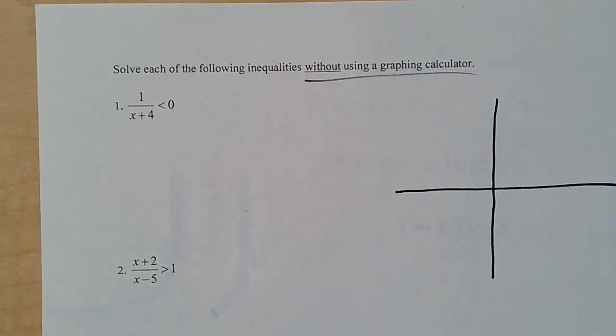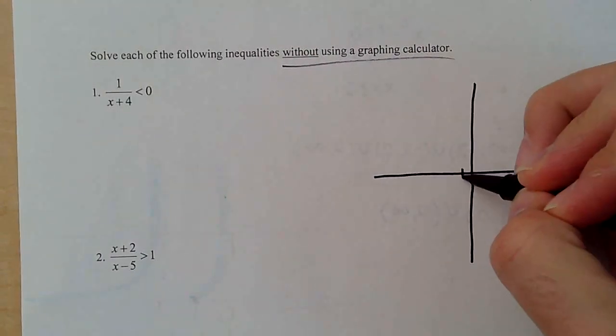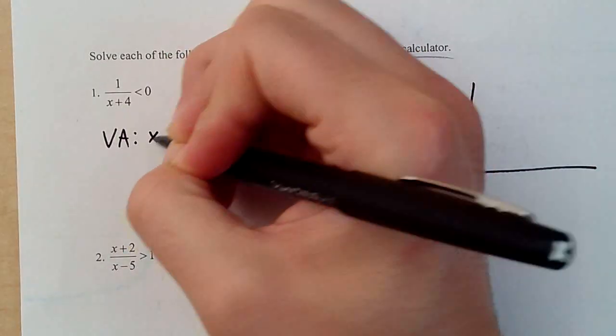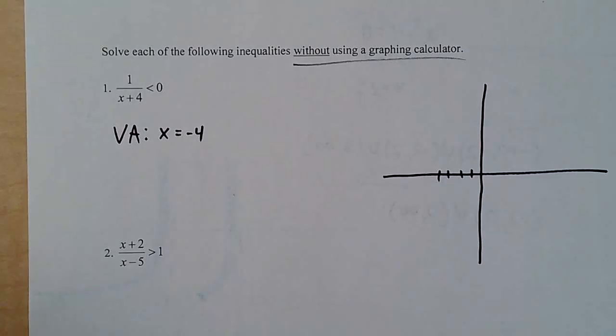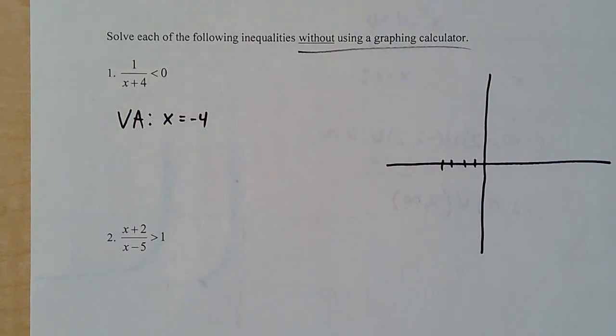Okay, so now we have 1 over x plus 4 is less than 0. The first step is going to be to try to sketch out this function. So first thing I notice is we're going to have a vertical asymptote at x equals -4. Remember, we have vertical asymptotes when we divide by 0. And I can see that if x is -4, we're going to be dividing by 0.